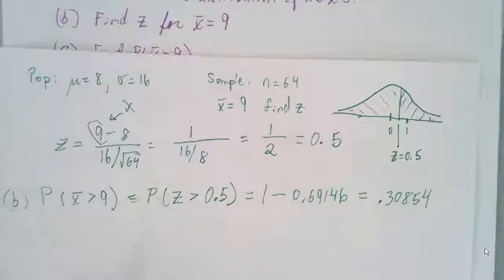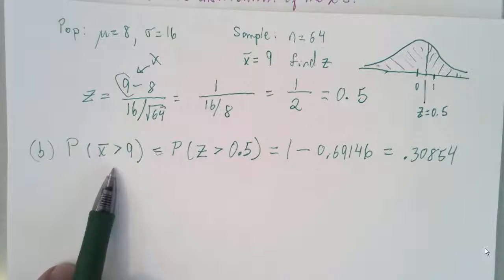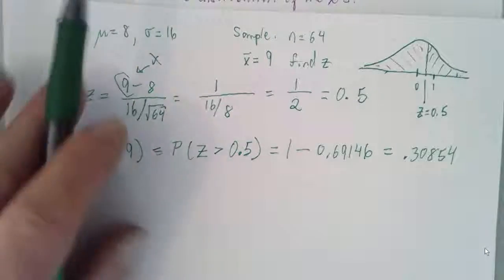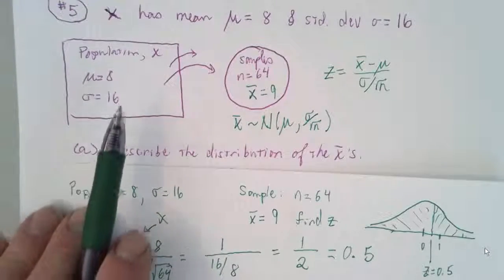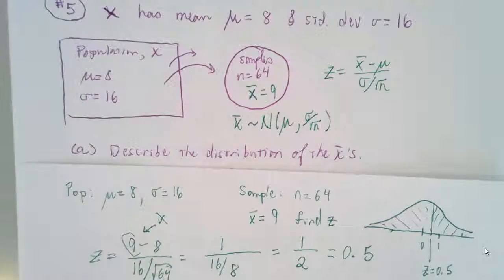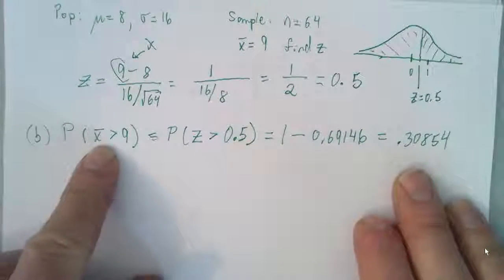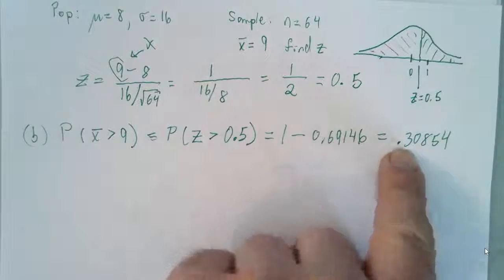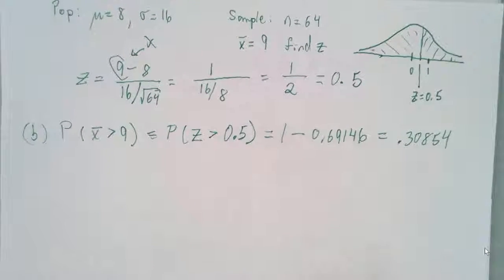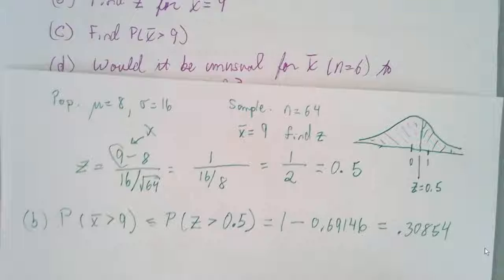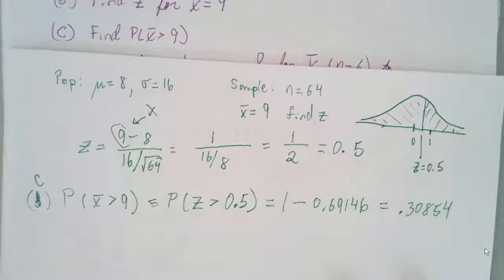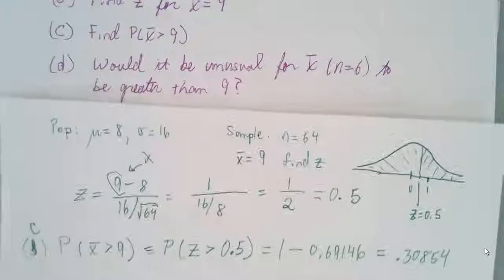So we're saying that the probability that an x bar that comes from a sample of size 64 out of this kind of a population has a mean greater than 9 is only about 0.31. So that takes care of part C. I've labeled that as B. Here we go. It's part C, and now let's move on to the last part.